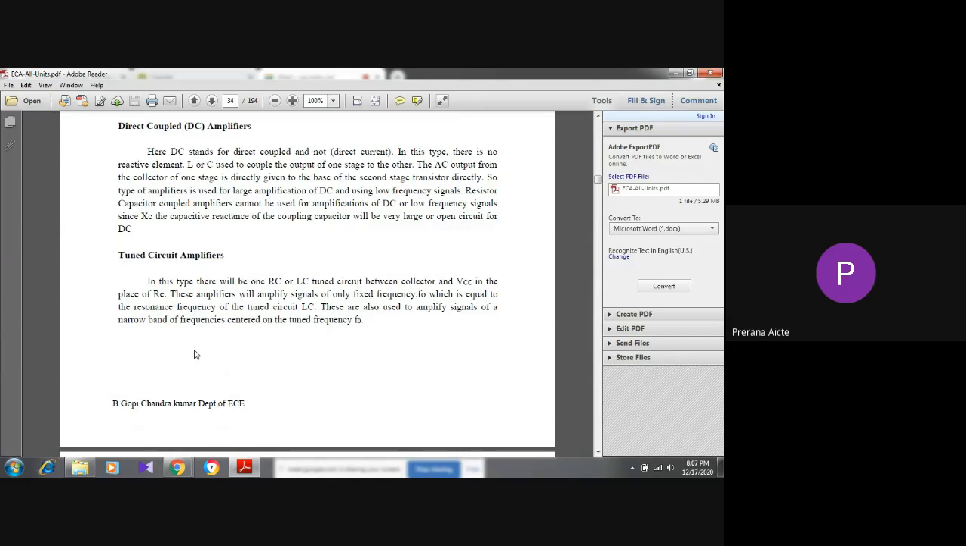The tuned frequency formula f0 is equal to, generally the standard expression, 1 by 2 pi root LC, or you can say 1 by 2 pi RC. These are the different formulas. These are also used to amplify signals of a narrow band of frequencies centered on the tuned frequency. That is about the tuned circuit amplifier.